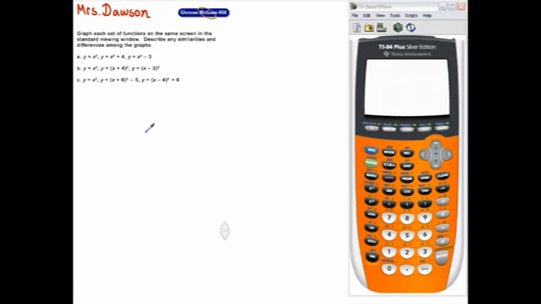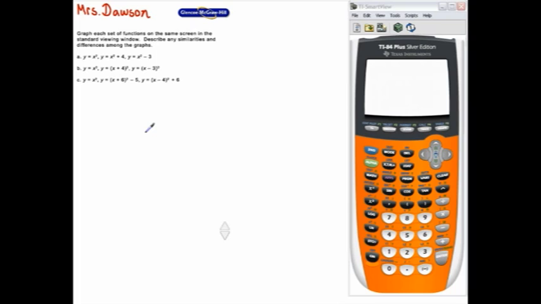This is Mrs. Dawson. Graph each set of functions on the same screen in the standard viewing window. Describe any similarities and differences among the graphs. A. Y equals x squared, y equals x squared plus 4, y equals x squared minus 3.